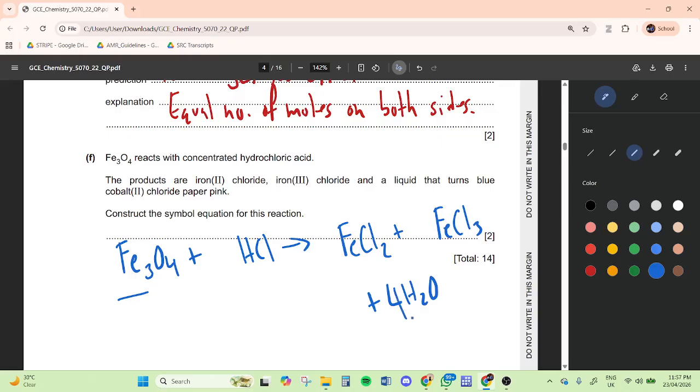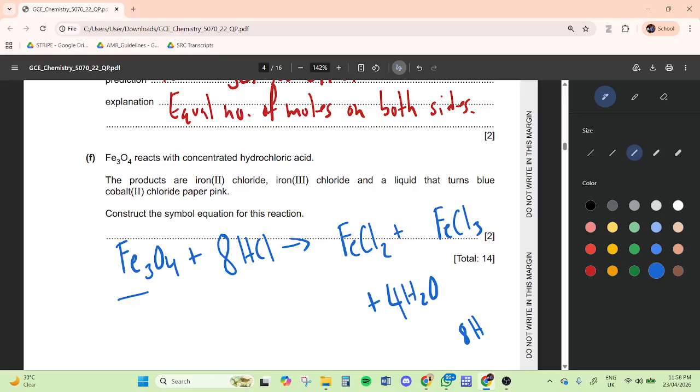So we're going to put a 4 here, and let's see where that goes. So now we have 8 hydrogen on this side. And the only place we can get hydrogen over here is going to be over here. So we're going to put 8 over there. And so we've got 8 chlorine. So far we've got 2 on this side and 3.